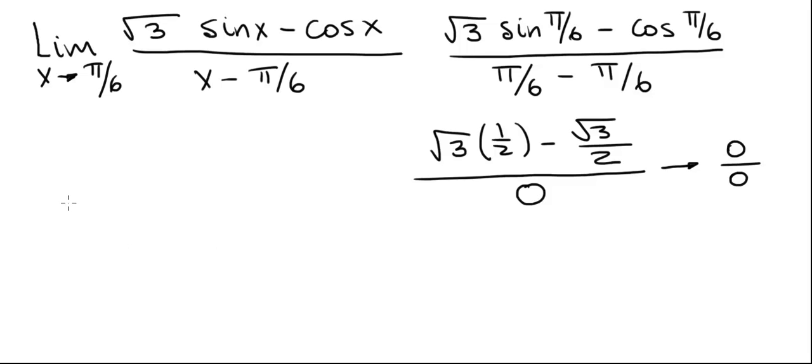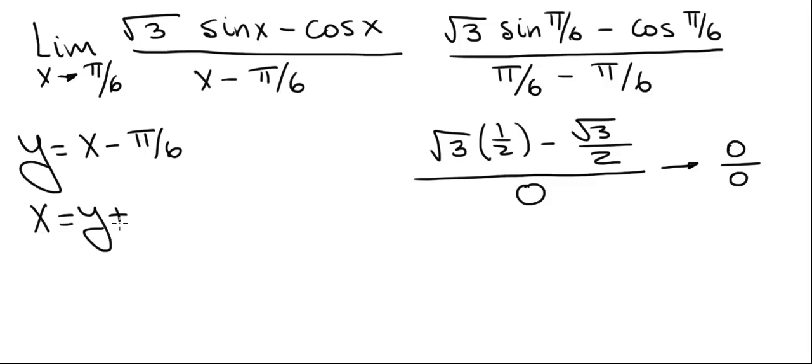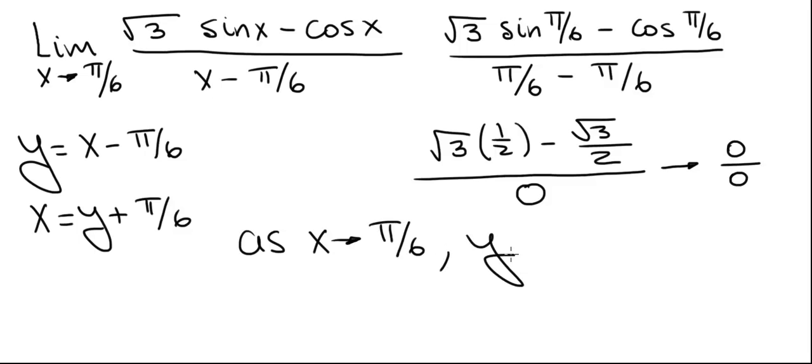The way we're going to solve this problem is this. First, we'll make the substitution. Let y equal x minus pi over 6. We note that x is equal to y plus pi over 6, and as x approaches pi over 6, y is going to approach 0.